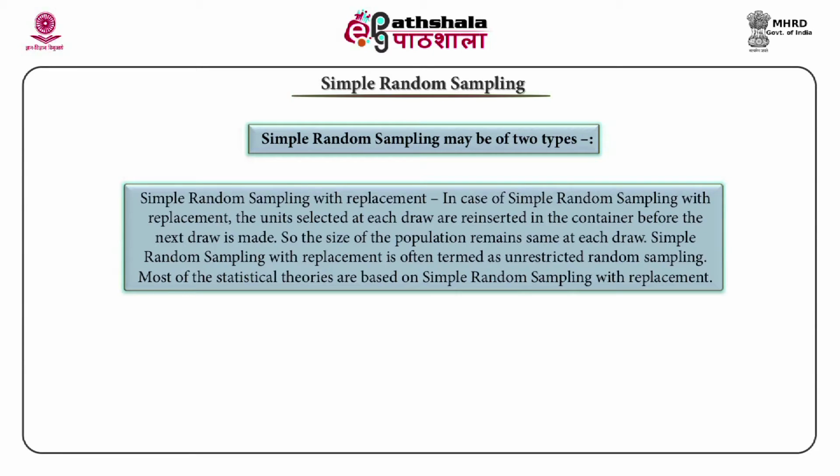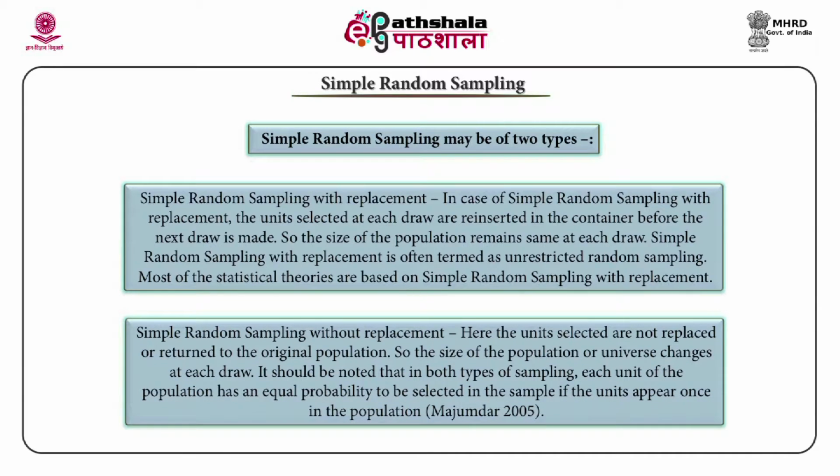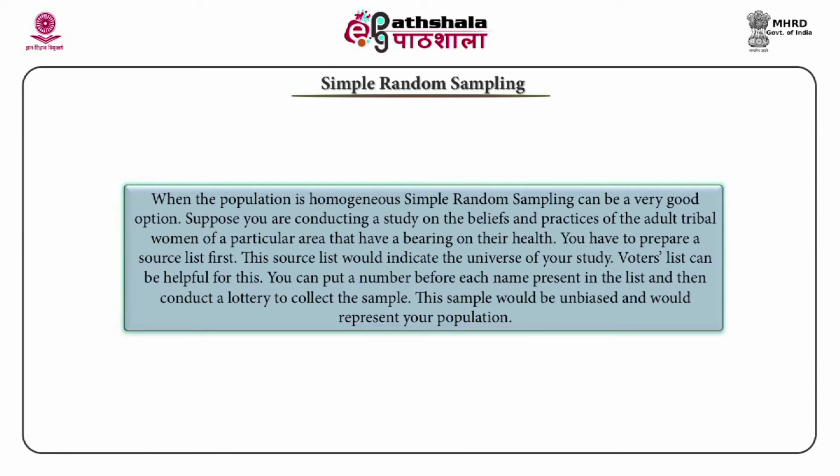Simple random sampling with replacement is often termed as unrestricted random sampling. Most of the statistical theories are based on simple random sampling with replacement. In case of simple random sampling without replacement, the units selected are not replaced or returned to the original population. So, the size of the population or universe changes at each draw. When the population is homogeneous, simple random sampling can be a very good option.